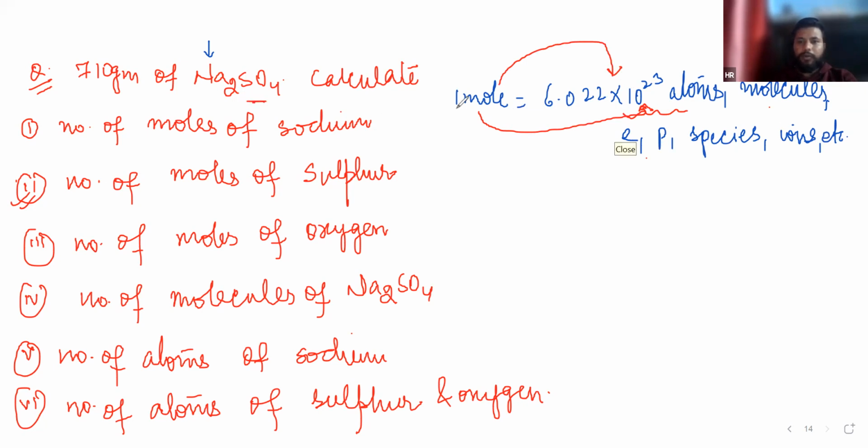Yes, I'm talking about the fifth one. How many moles of sodium is there? How many moles? 10 moles. So you can see in 1 mole this many atoms are present, so in 5 moles you have to multiply it by 5.